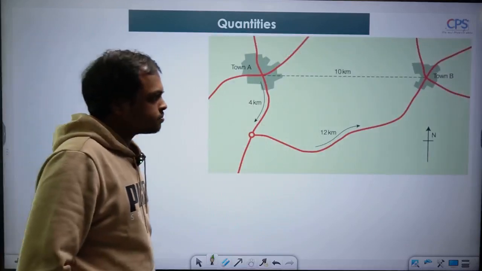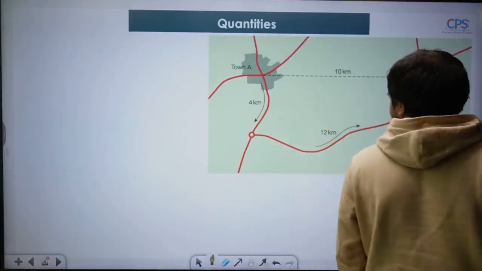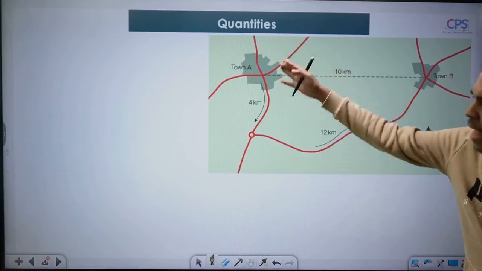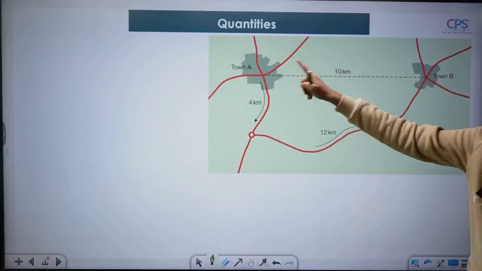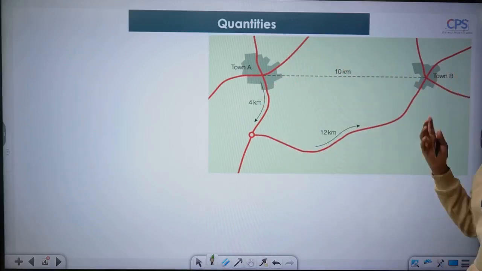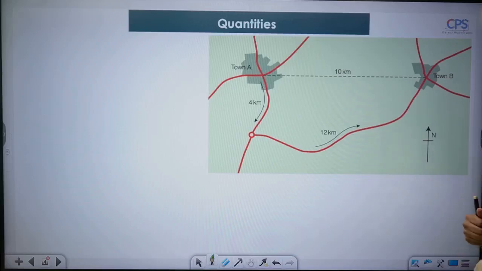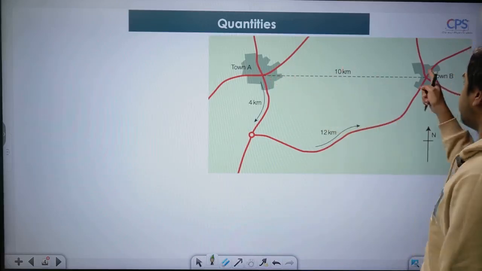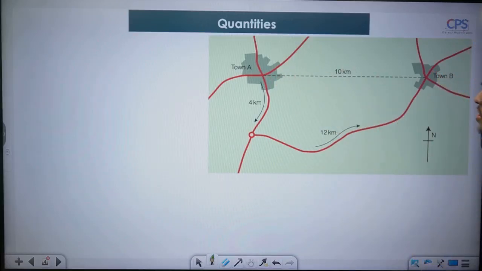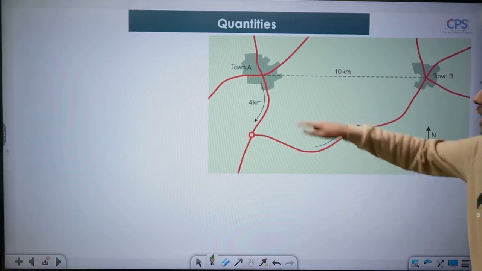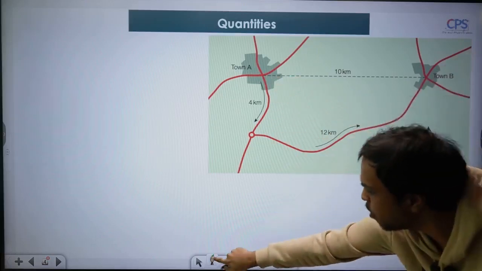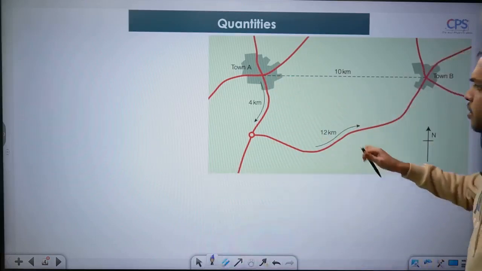See, you can see different types of paths between town A and town B. Let's think of it as a Google map. So from town A to town B, you can just go there in this path, right? You can go from town A to town B through this path.